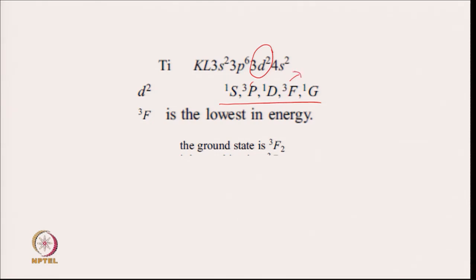And again 3F means S is equal to 1 and L is equal to 3. So J is going to have values from 4 to 2: 4, 3, 2. And the lowest value of J is 2. And so the ground state is going to be 3F2, since d is less than half filled.